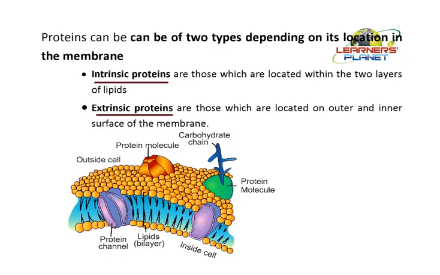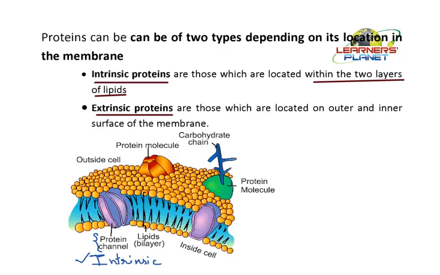Intrinsic proteins are those which are located within the bilayer structure of lipids. You can see the diagram here. In this diagram, these are the two layers, and in between them these proteins are located, completely embedded within the layer. So they are crossing from outside to inside of the cell. Such proteins are meant for forming the channels. You remember we discussed these while studying diffusion. So these proteins, which are present across the membrane, from outside to inside, are known as intrinsic proteins. They are responsible for forming the channels in the membrane, and these channels will support the movement of various large-sized molecules by facilitated diffusion.